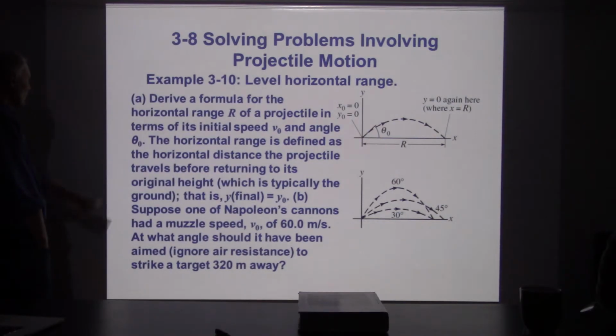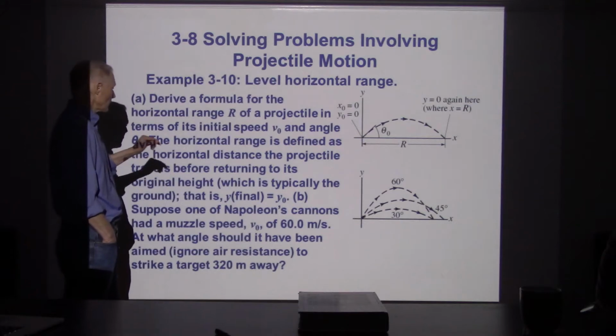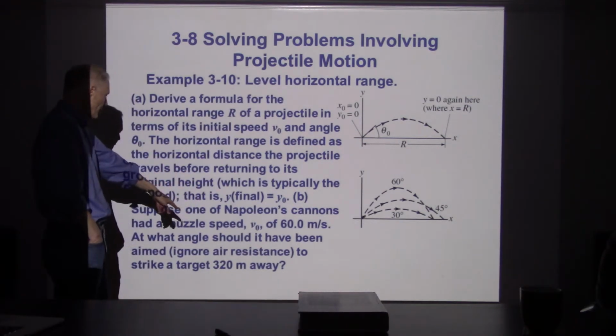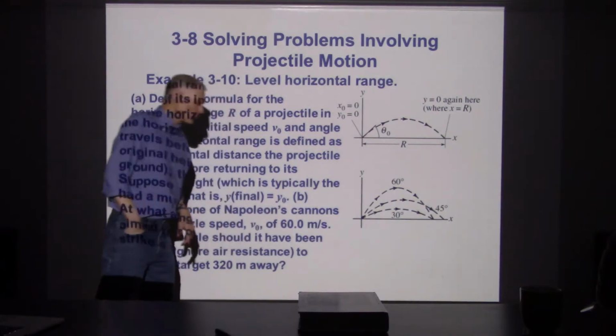Okay, these are Napoleon's cannons. They have a muzzle speed of 60 meters per second. What angle should they... Oh. So it's not quite that simple. We want to hit something 320 meters away. We have a launch speed of 60 meters per second.